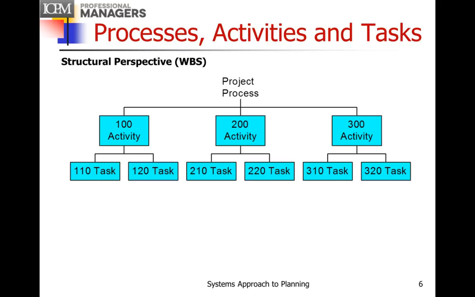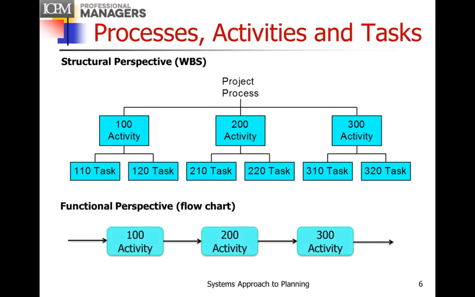You can notice that my 100 activities break up into 110, 120. Similarly, the tasks in the 200 activities all start with 200. So this numbering system lets me identify the high level associated with a task. Or I can show it from the functional perspective as a flow chart where you see the high level activities in series, and they're all done in between milestones.